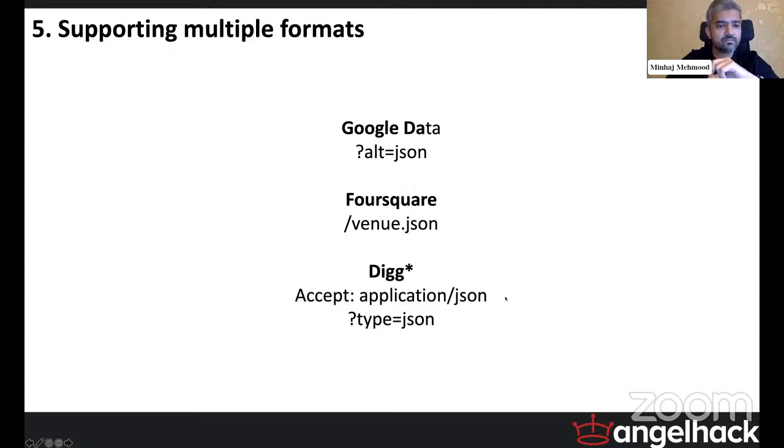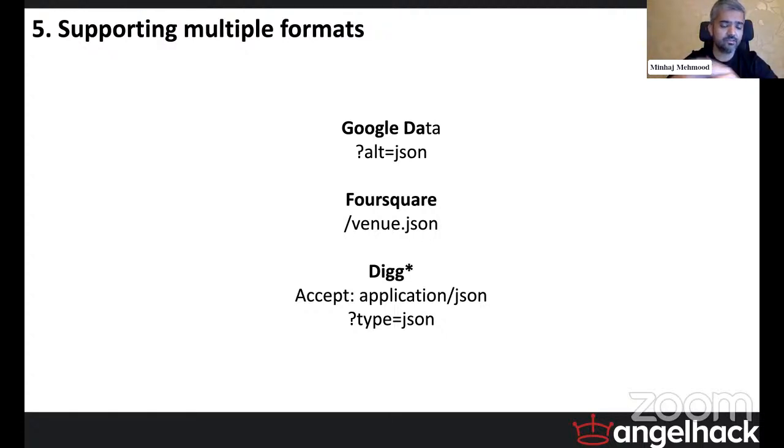The fifth one is supporting multiple formats. I think this is a good-to-have feature. Not all APIs provide it, but if your client is expecting XML instead of JSON, then it's good to provide multiple formats. For example, Google takes a parameter to understand on the server level what response the client is requesting, either JSON or something else.